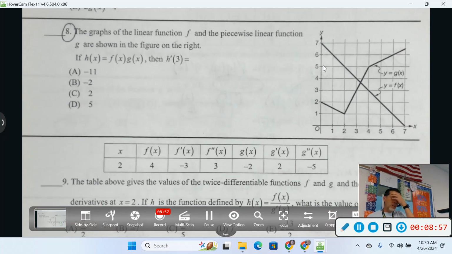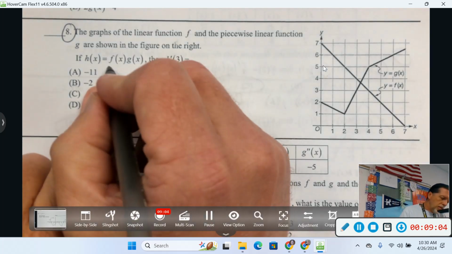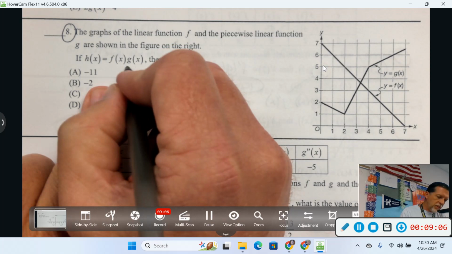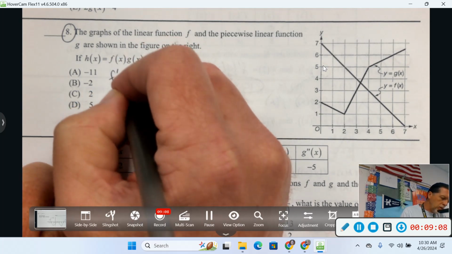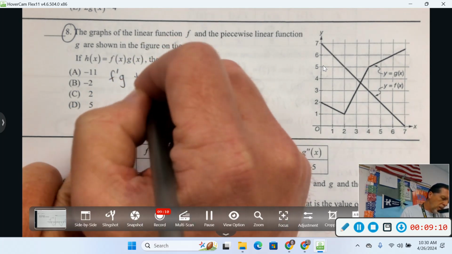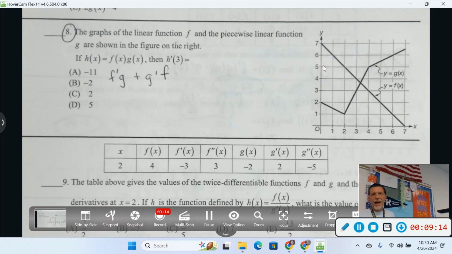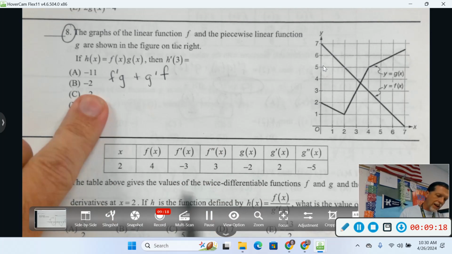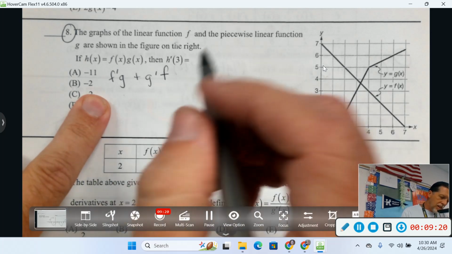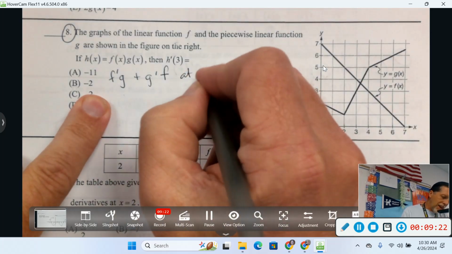I feel like you had one like this on the quiz, yes? Product rule with a picture. So product rule, again, don't just take the pieces. You've got to do product rule. F prime G plus G prime F, or the other way around, because it doesn't really matter. You're adding or multiplying, so there's lots of ways to combine those, or to write that combination of things. And then all of that at x equals 3.